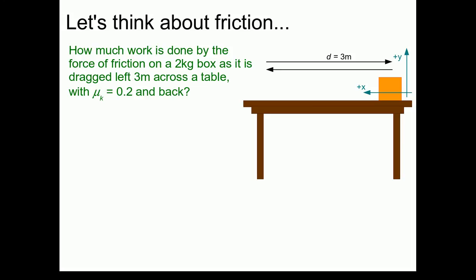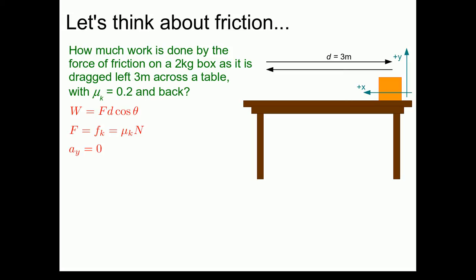To answer this question, let's think about a different force, friction. In this example, we have a 2 kilogram box as it's dragged 3 meters across a table with a coefficient of kinetic friction of 0.2 and back. And we're interested in the work done by the force of kinetic friction over this closed path. Once again, the work, as always, is the force times the displacement times the cosine of the angle in between. In this case, the force of interest is the force of kinetic friction, which we know to write as the coefficient of kinetic friction, μk, times the normal force.